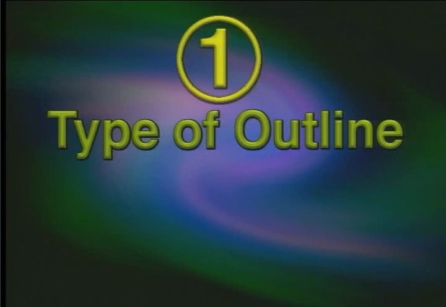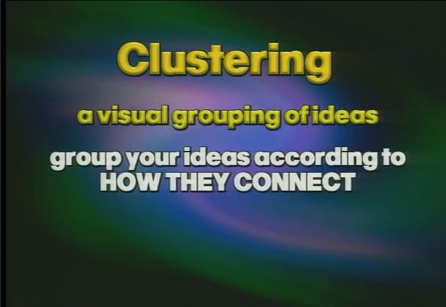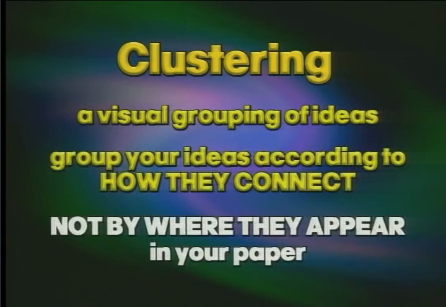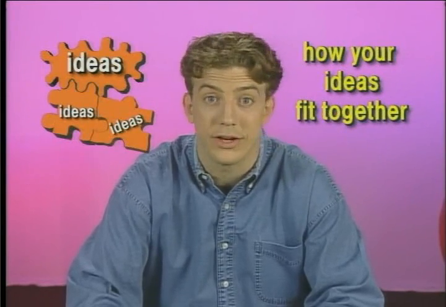One type of outline is clustering. Clustering is a visual grouping of ideas on a page. You group your ideas according to how they connect, not by where they appear in your paper. Clustering is a good way of figuring out how your ideas fit together. So how do you do it?